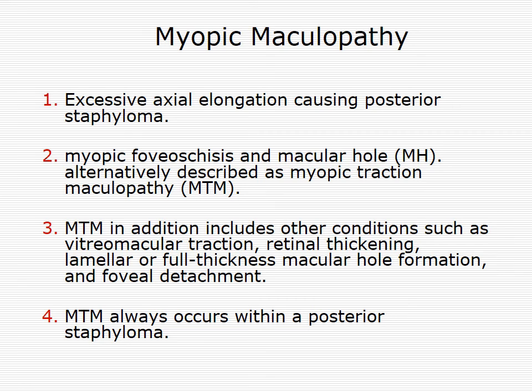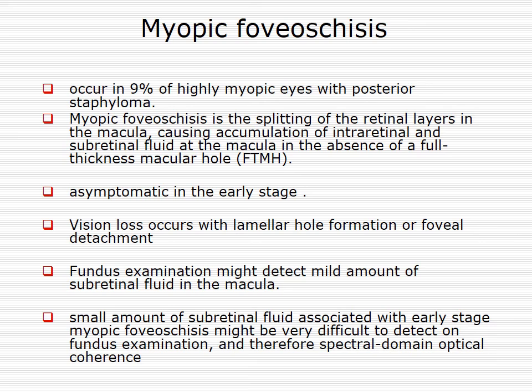Myopic tractional maculopathy always occurs within the posterior staphyloma. We also have myopic foveoschisis. It occurs in 9% of highly myopic eyes with posterior staphyloma. Myopic foveoschisis is the splitting of the retinal layers in the macula, causing accumulation of intraretinal and subretinal fluid at the macula in the absence of a full thickness macular hole.